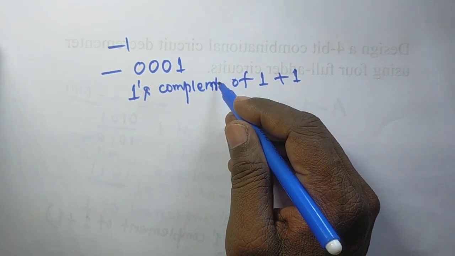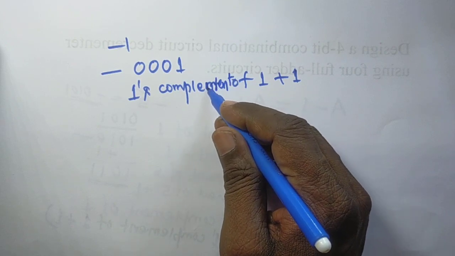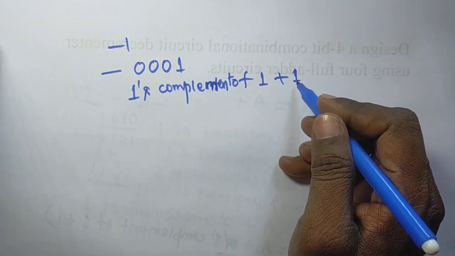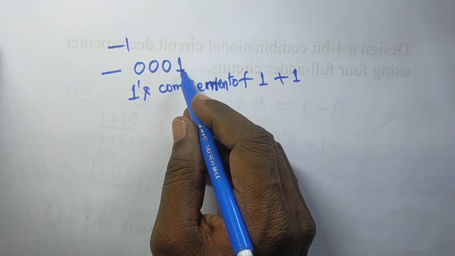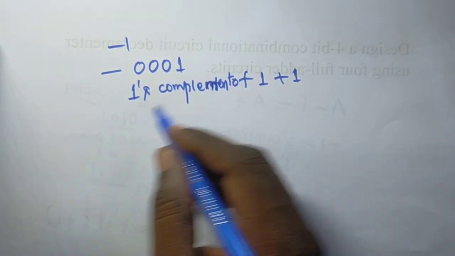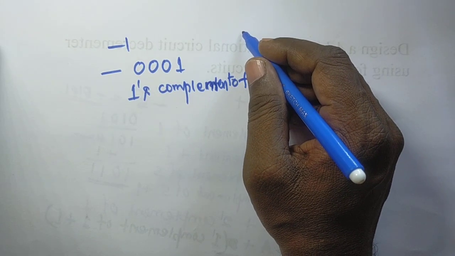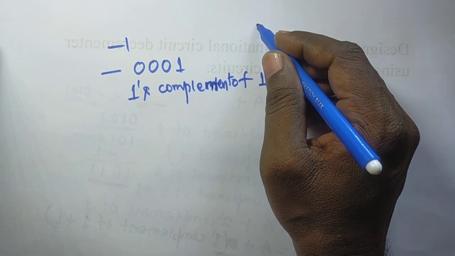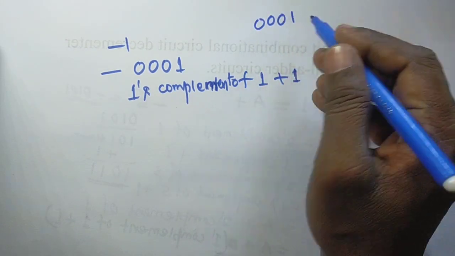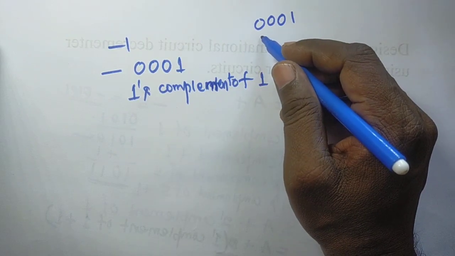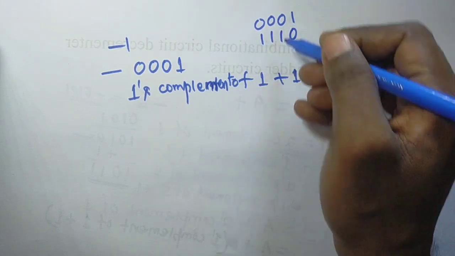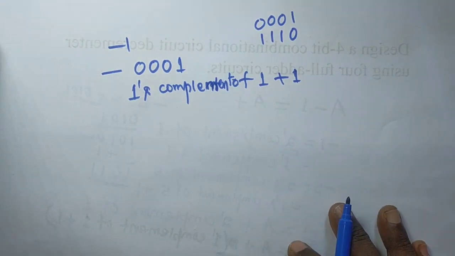One's complement of 1, plus 1. So 1 is this one. What is the one's complement? A very simple way: 1 is 0 0 0 1, and its one's complement is 1 1 1 0. Just reverse the digits. That is the one's complement.